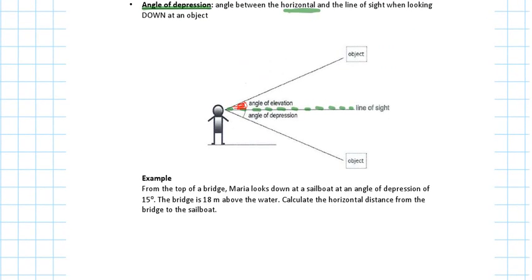So what I would like you to do right now is take a minute to try to draw the graph of the next exam. From the top of a bridge, Maria looks down at a sailboat at an angle of depression of 15 degrees. The bridge is 18 meters above the water. Calculate the horizontal distance from the bridge to the sailboat, from the bottom of the bridge, obviously. And tell me where your angle is and where the 18 meters is.